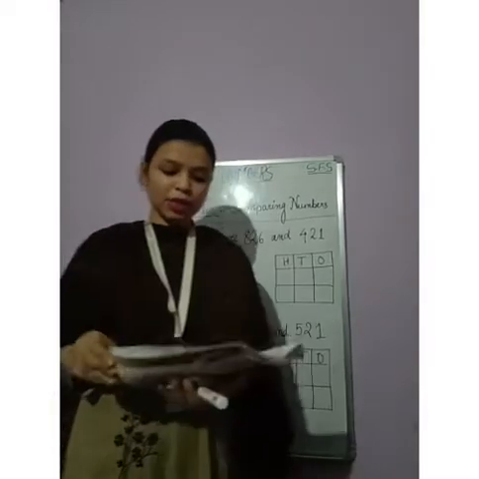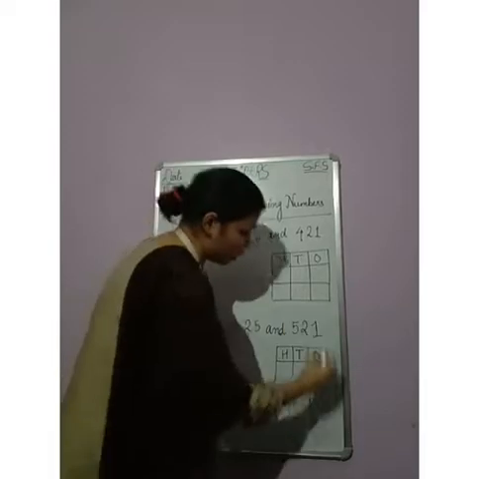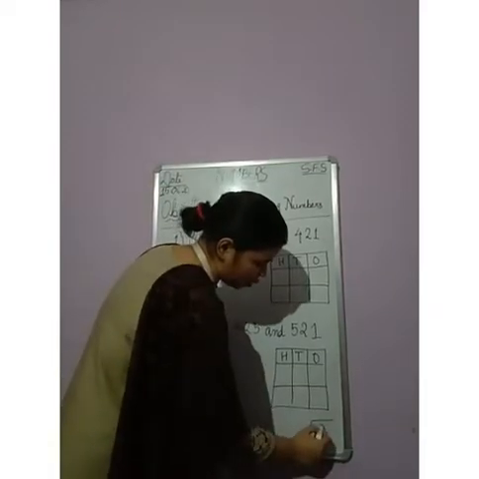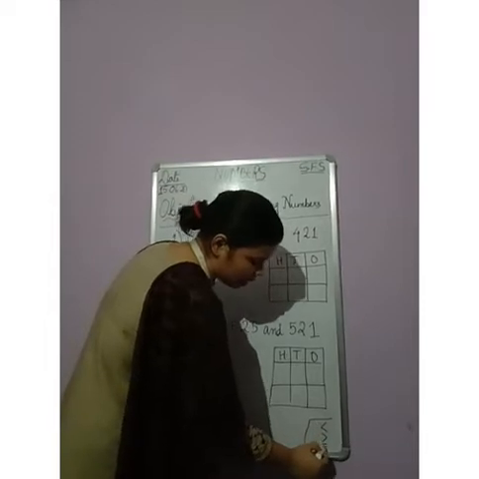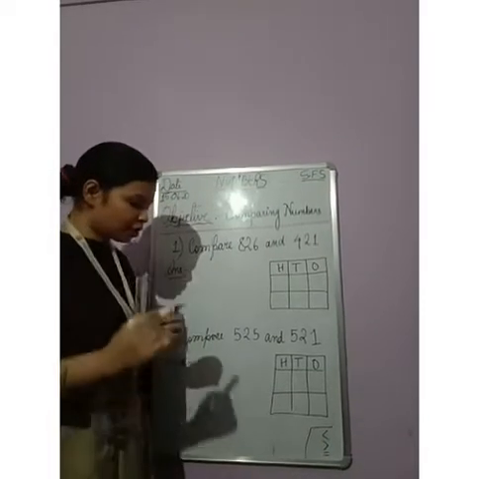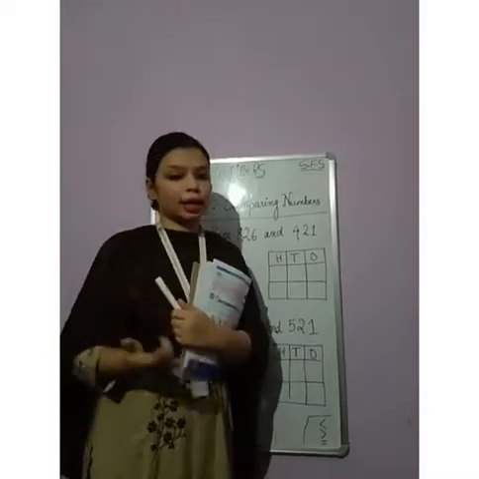To find the bigger or smaller number, we use three types of signs here. Okay, three types of signs are required. This is the bigger sign, this is the smaller sign, and this is the equal sign. Okay, three types of signs are there, bigger, smaller and equal sign.